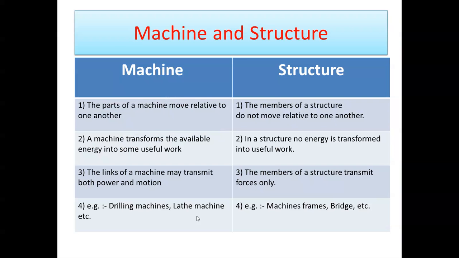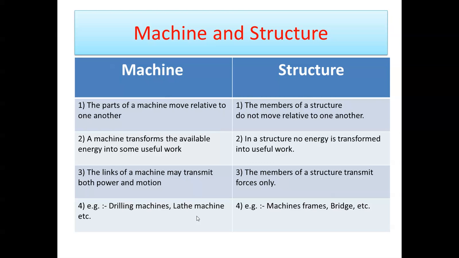Moving next, in the slide you can see the clear difference between machine and structure. In a machine there are different parts and they move relative to one another, while in a structure there are members, but they don't have relative motion between each other. The second difference is that a machine transforms the available energy into some useful work. In a structure, no energy is transformed into useful work.